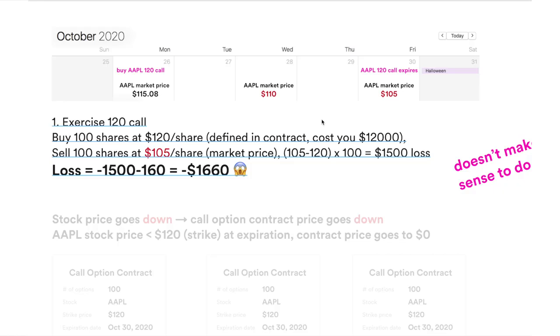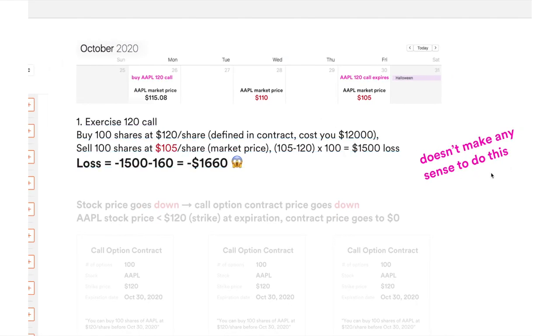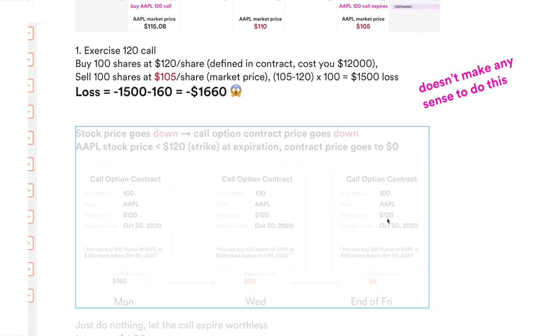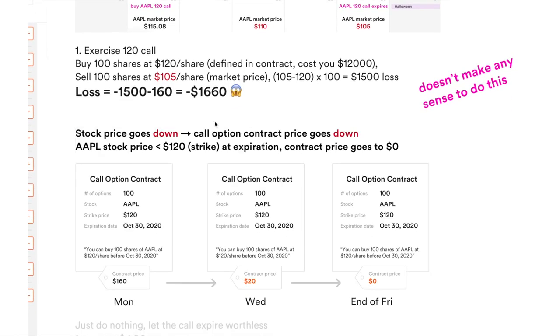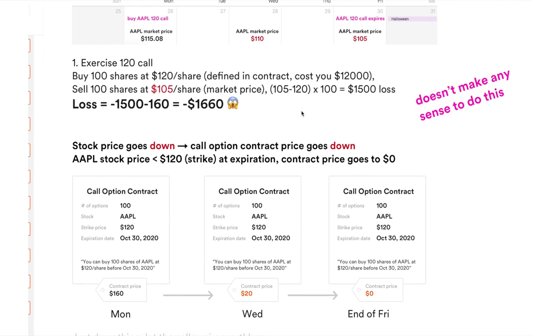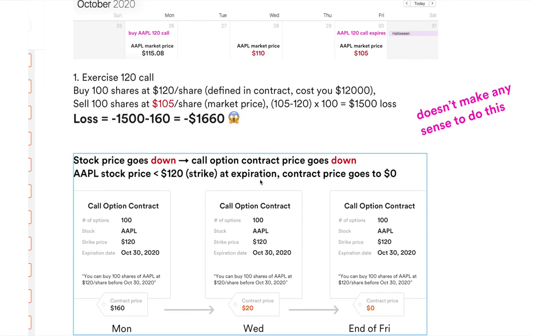Well, you can exercise it even though it does not make any sense to do this. It doesn't make any sense because you can buy Apple shares at 105, the market price. Then why would you want to use your Apple call option contract to buy at 120? You have it, doesn't mean you have to use it, okay? You can still do it if you really want to have this massive loss. If you remember, if the stock price falls, the option contract price will go down along with it. In this example, if Apple's stock price is below the strike price at expiration, which it is, right? It's 105, it's below the strike price 120, the contract price will go to 0.